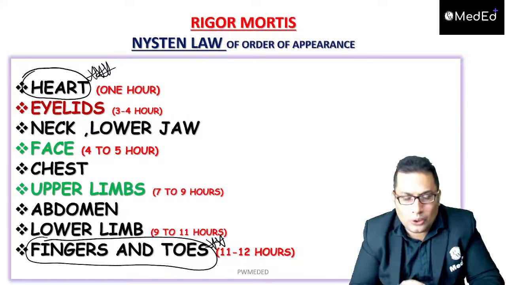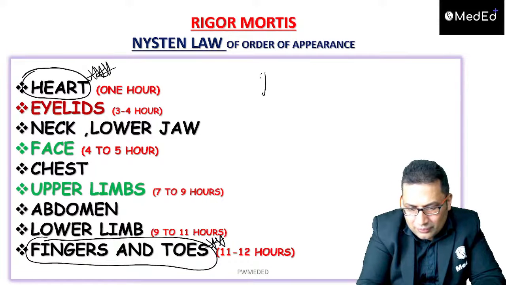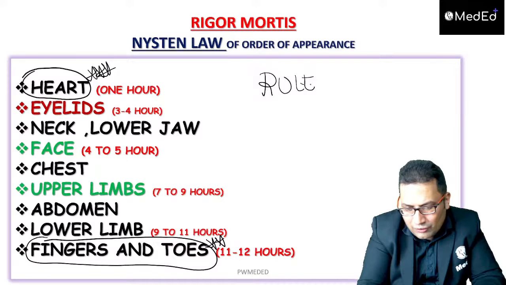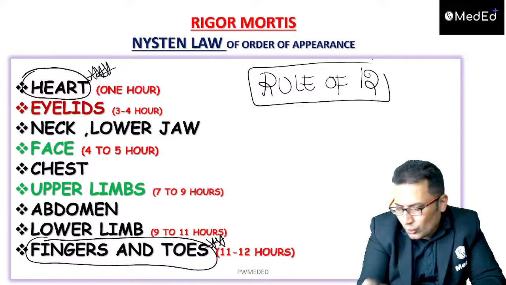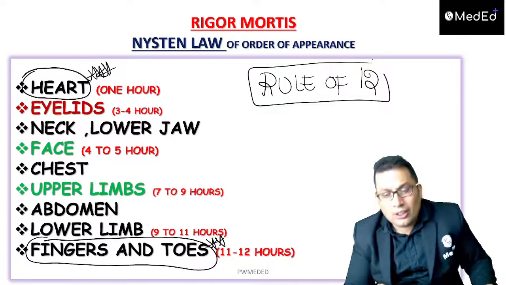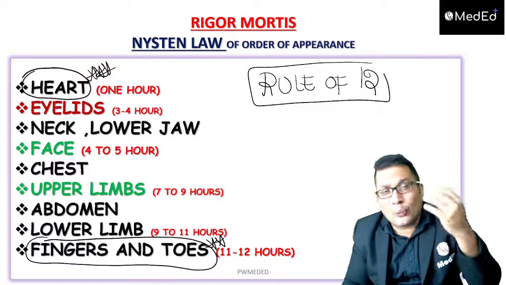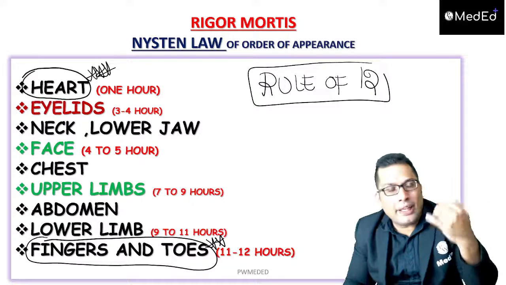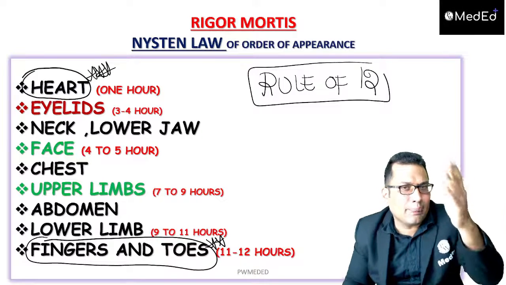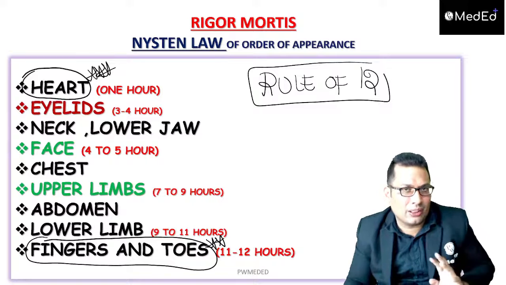Now there is one more rule you must know, the rule of 12. The rule of 12: rigor mortis appears in 12 hours, is maintained for 12 hours, and disappears in 12 hours.